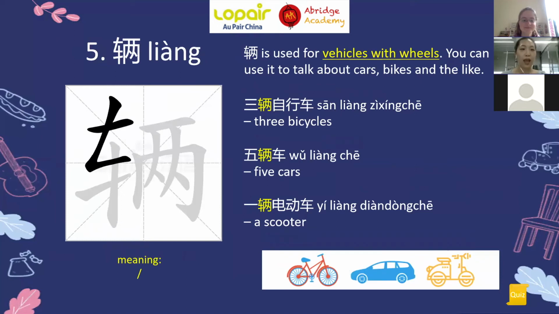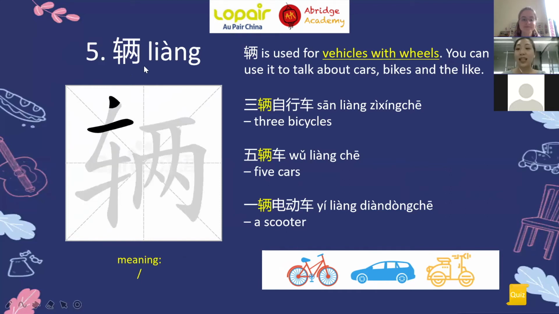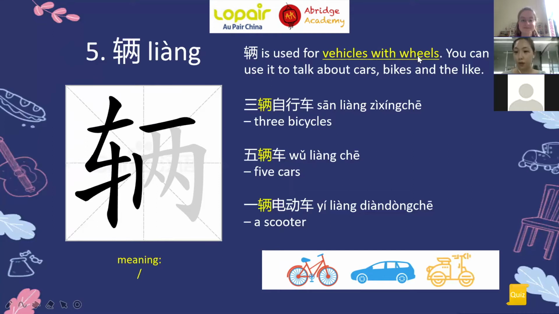Okay, so this one is a tricky one, because it doesn't have any exact translation in English. This character we pronounce 辆, liang. This character is used for vehicles with wheels only. You could use it to talk about cars, bikes, and other things like scooters. But if you describe a ship or boat, you cannot use this character.